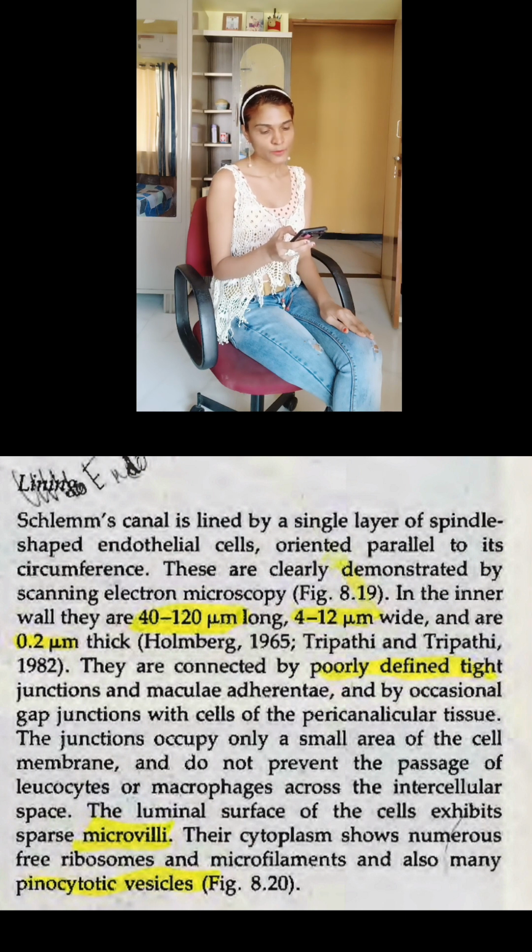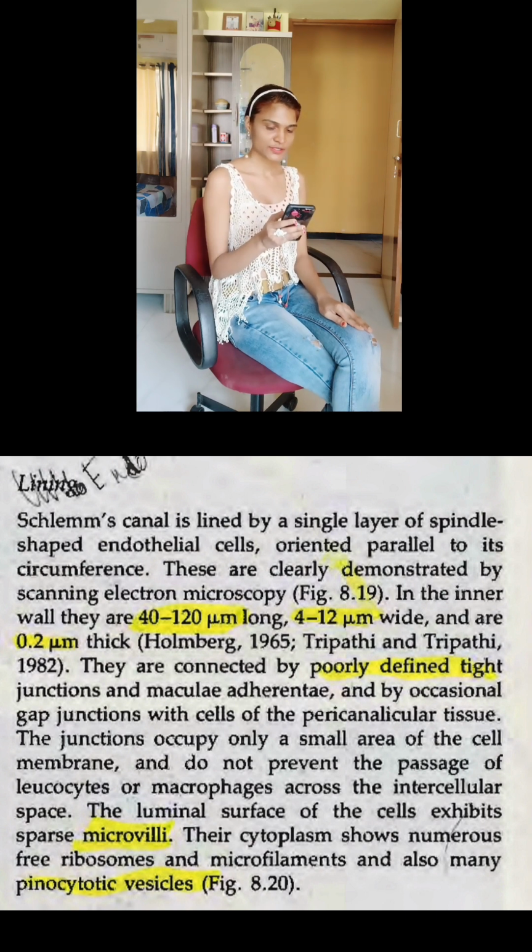They are connected by poorly defined tight junctions and maculae adherentes, and by occasional gap junctions with cells of the pericanalicular tissue. The junctions occupy only a small area of the cell membrane and do not prevent the passage of leukocytes or macrophages across the intercellular space. The luminal surface of the cells exhibits sparse microvilli. The cytoplasm shows numerous free ribosomes and microfilaments, and also many pinocytotic vesicles.